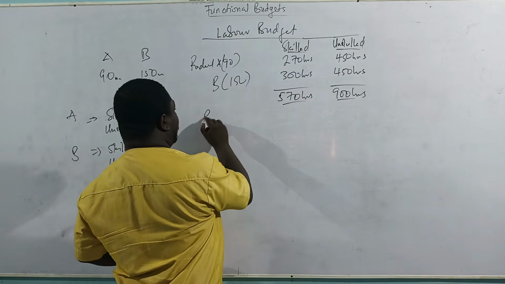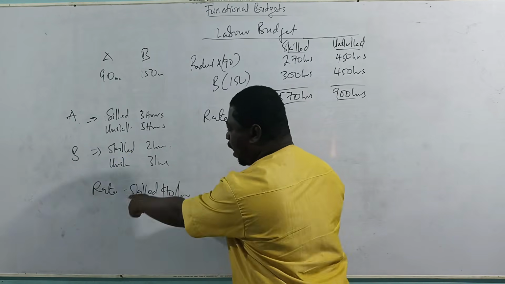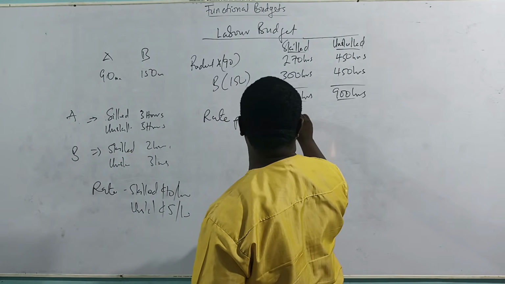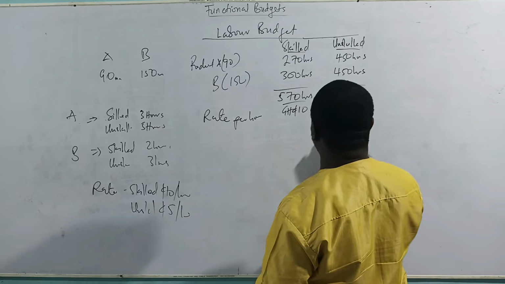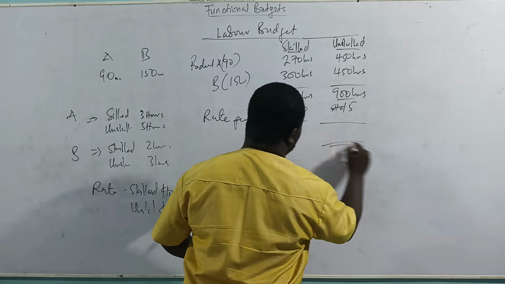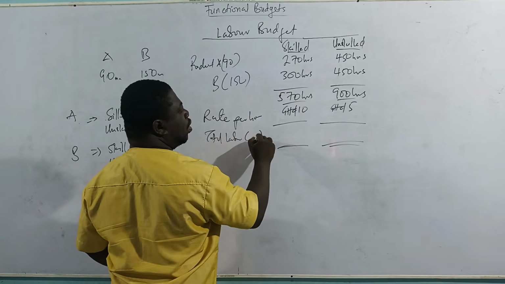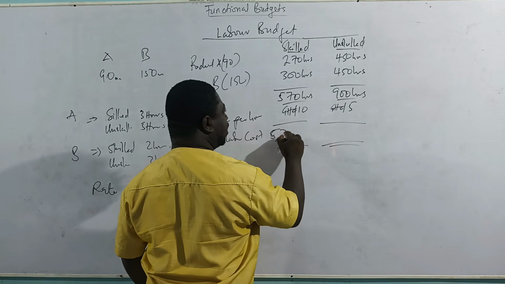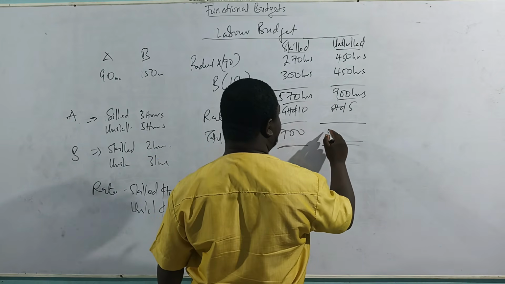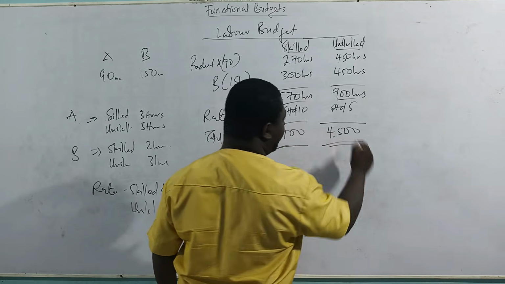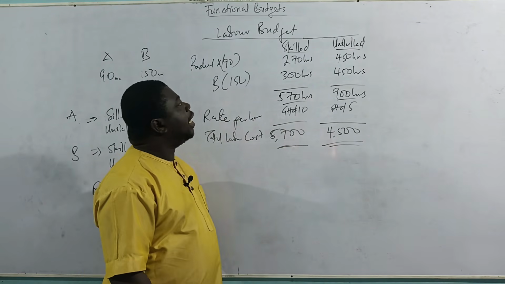Now, you can multiply that by the rate per hour. And the rate per hour for skilled labor is 10 cedis. The rate per hour for unskilled labor is 5 cedis. So when you multiply, you have total labor cost to be 5,700 Ghana cedis, and then to be 4,500 Ghana cedis. So this is how you prepare the labor budget.